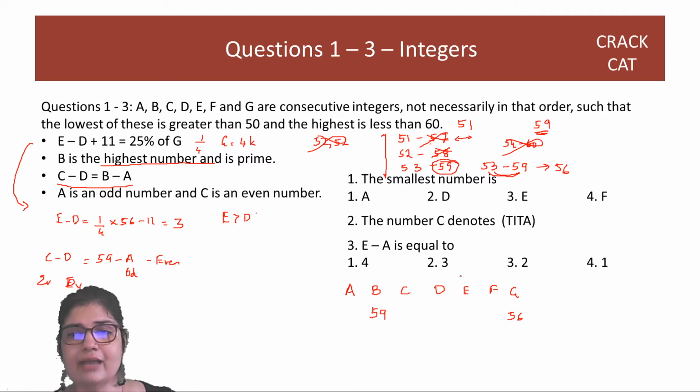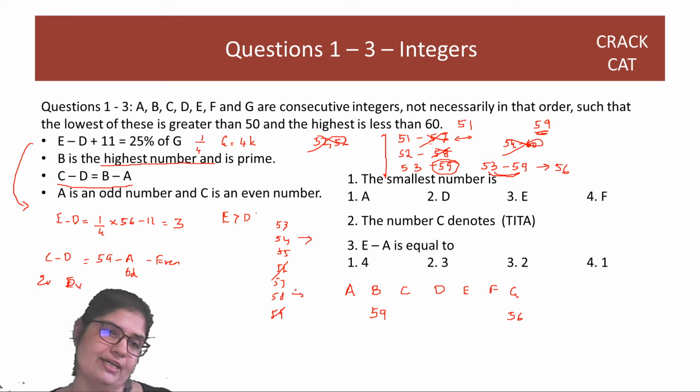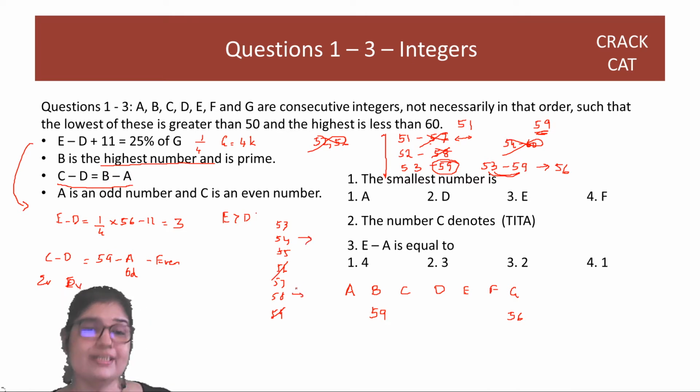Now, in our list of 53, 54, 55, 56, 57, 58, 59, 59 is gone, 56 is gone. How many even numbers are left now? Only two are left, 54 and 58. So if these two are even, guys, these two must be coming here. These are the only two even numbers, C and D.